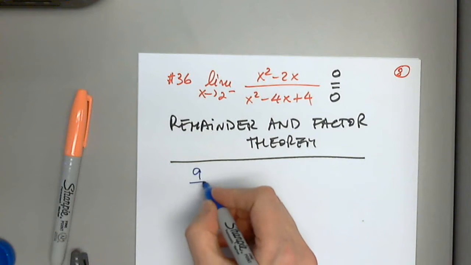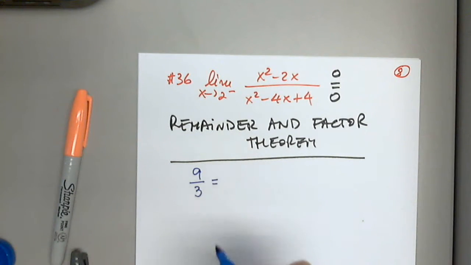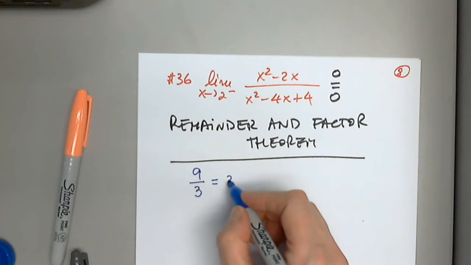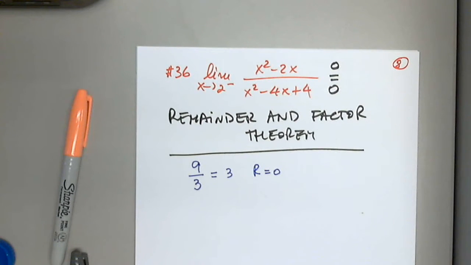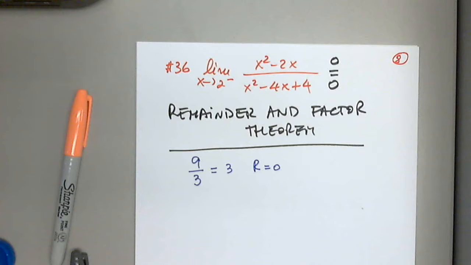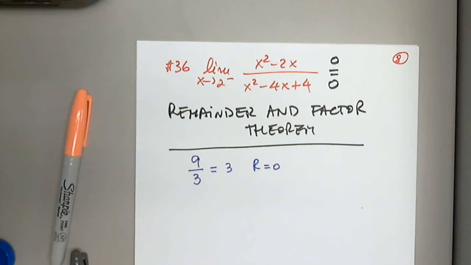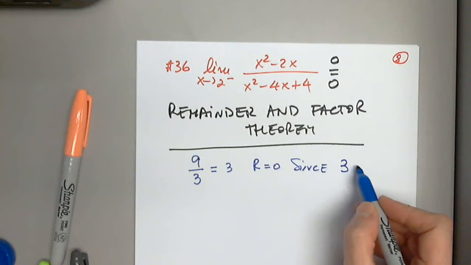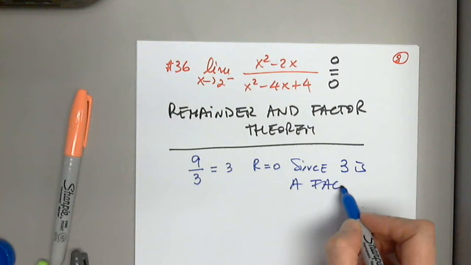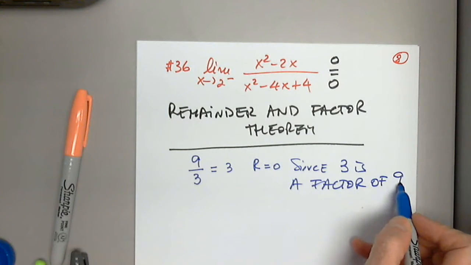If I divide 9 by 3, what do I get? 3. And what is the remainder? 0. So why is the remainder 0? There's no remainder. 9 divided by 3 is 3. There is no remainder, correct? Why is the remainder 0? Exactly, that's all I needed to say. Right, since 3 is a factor of 9.